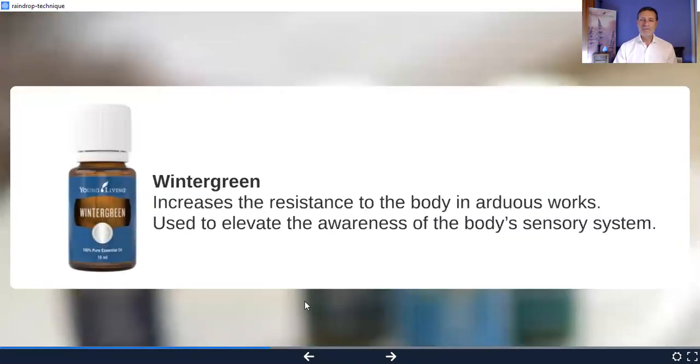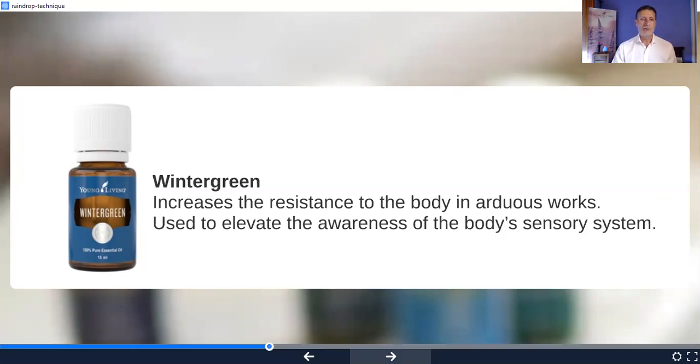So wintergreen. You know that the Indians in America, they chew the leaves of wintergreen when they have to do arduous work, so it increases the resistance of the body. When you have to do a lot of work that you know that you have to do. So you put wintergreen on your muscles and you can inhale wintergreen. And sometimes you can dilute one drop of wintergreen in a juice or rice milk, and it gives you strength. It's very important.